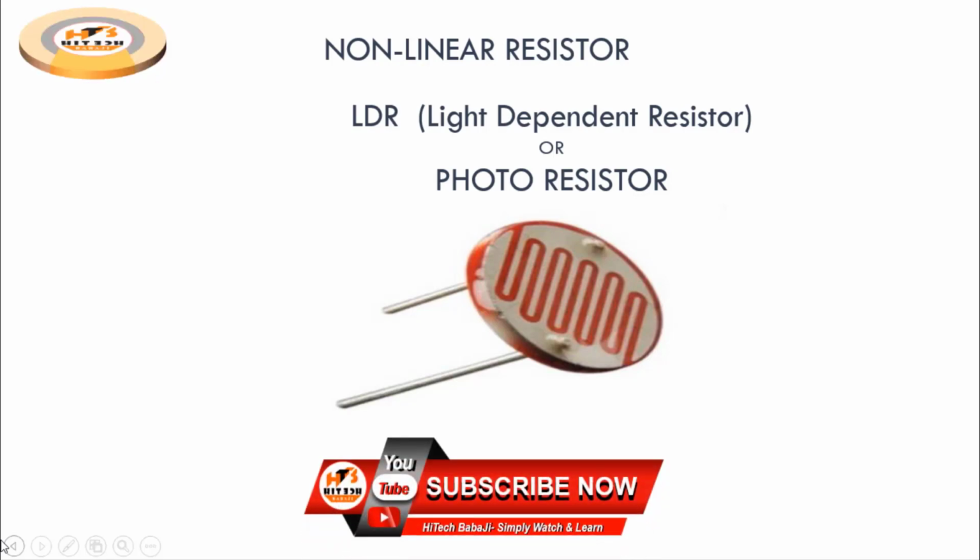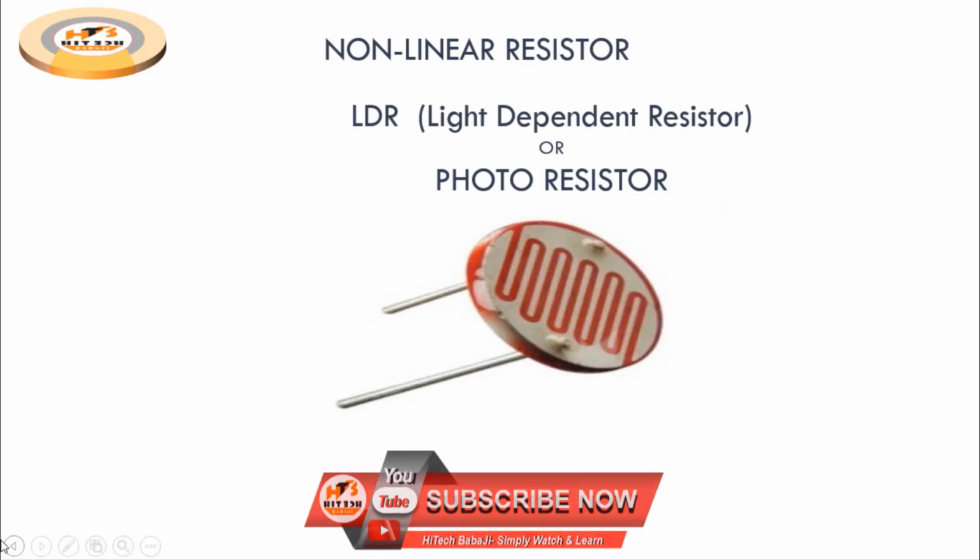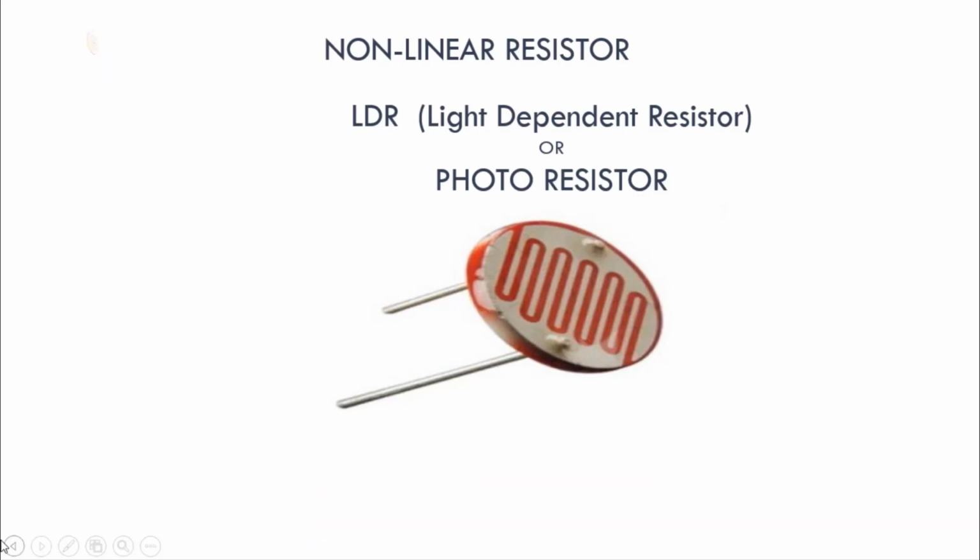It is also called photoconductive cell. The materials used in these resistors are called photoconductive materials. Cadmium sulfide, lead sulfide are the photoconductive materials used in light dependent resistors.